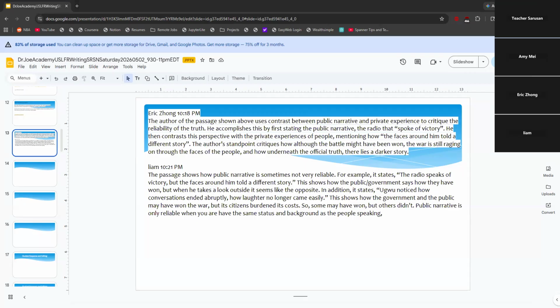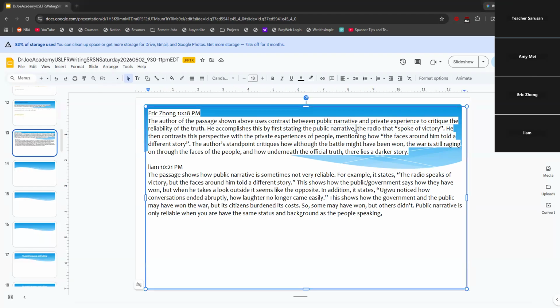All right. Excellent job. So really well done to structure your answer very clearly. A nice natural flow to it. So the author of the passage shown above uses contrast between public narrative and private experience to critique the reliability of truth. He accomplishes this by first stating the public narrative, the radio that spoke of victory. Here we can use a semicolon.